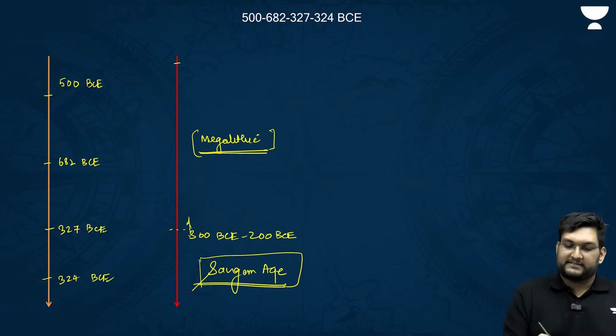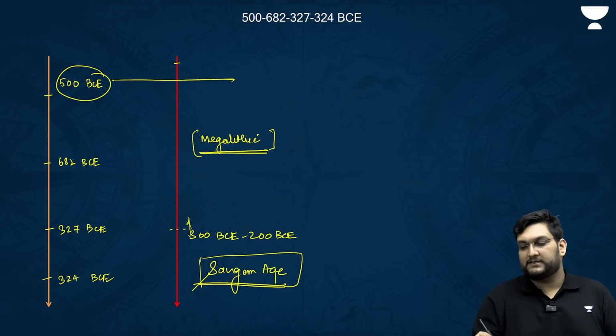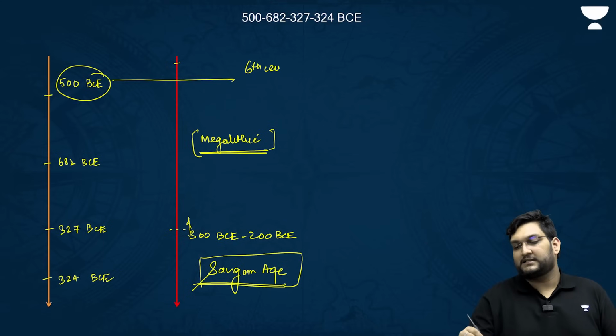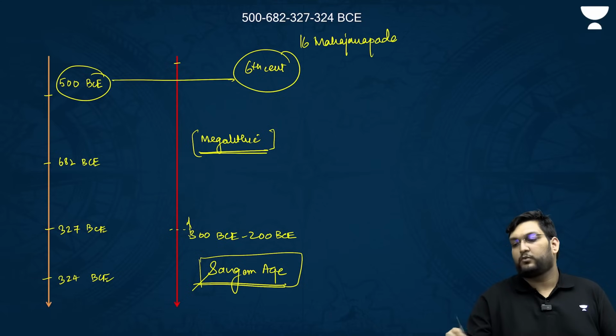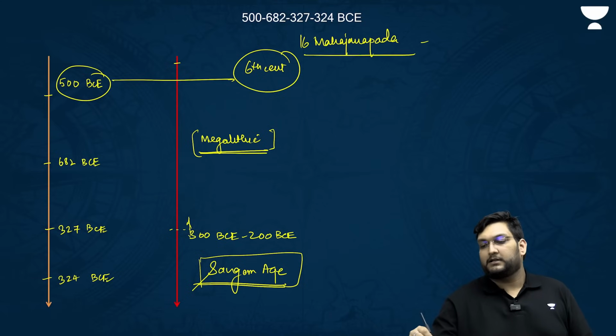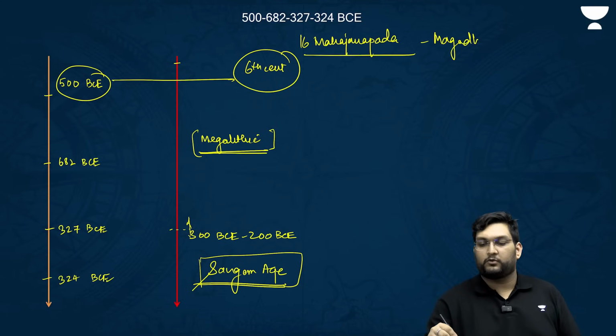500 BC is basically the 6th century BC. This is the age of the 16 Mahajanapadas, out of which the most important Mahajanapada, as you know, is Magadha. Magadha is the one which will emerge most victorious out of the 16 Mahajanapadas.